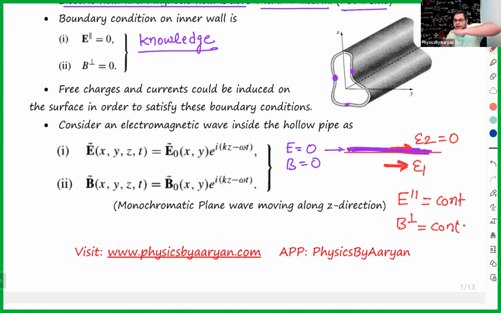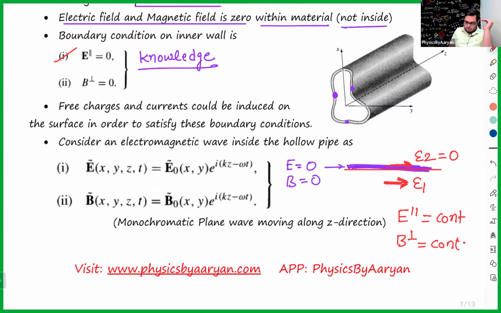Above the boundary, I have my hand, and in my hand, electric field is zero. So below my hand, electric field should also be zero. Which electric field? Parallel component of electric field. Parallel to what? Parallel to my hand. So this electric field will be zero, but this electric field will not be zero, because this electric field is perpendicular to my hand or my conductor. But this electric field is parallel to my conductor. So we are happy. We say that, okay, inside the material, on inner wall, parallel component of electric field is zero.